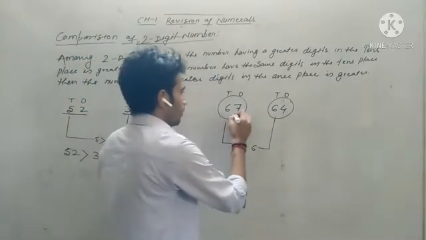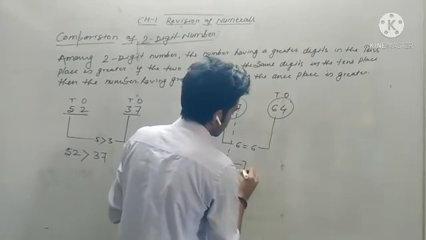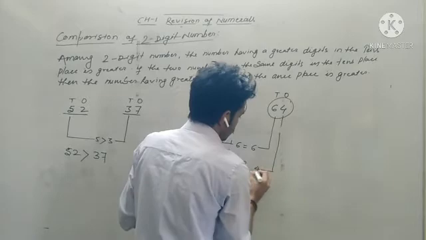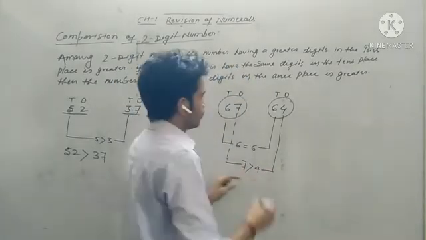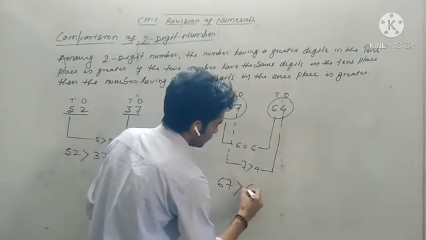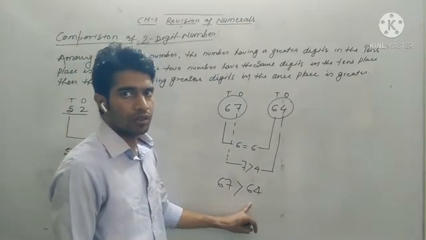So now we have to compare the ones place. The ones place is 7 and here the ones place is 4. So 7 is greater than 4. So 67 is greater than 64. Is it clear?